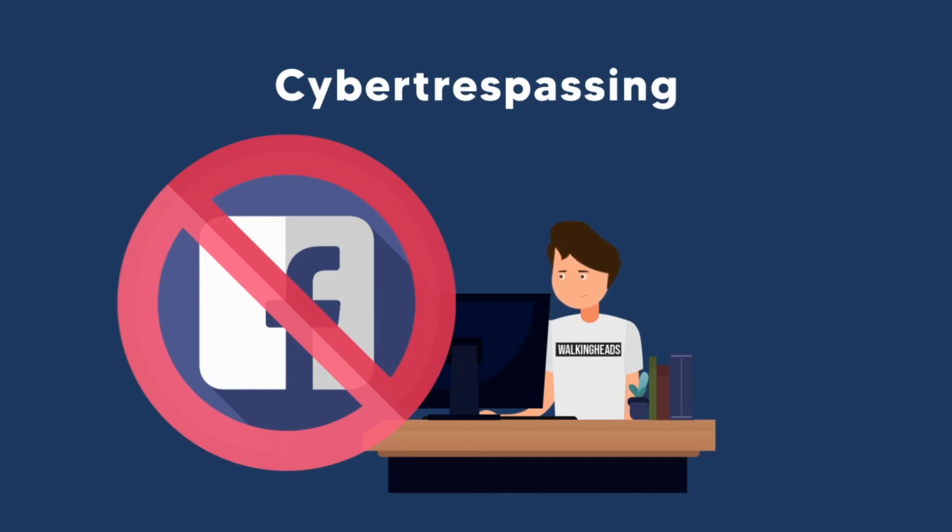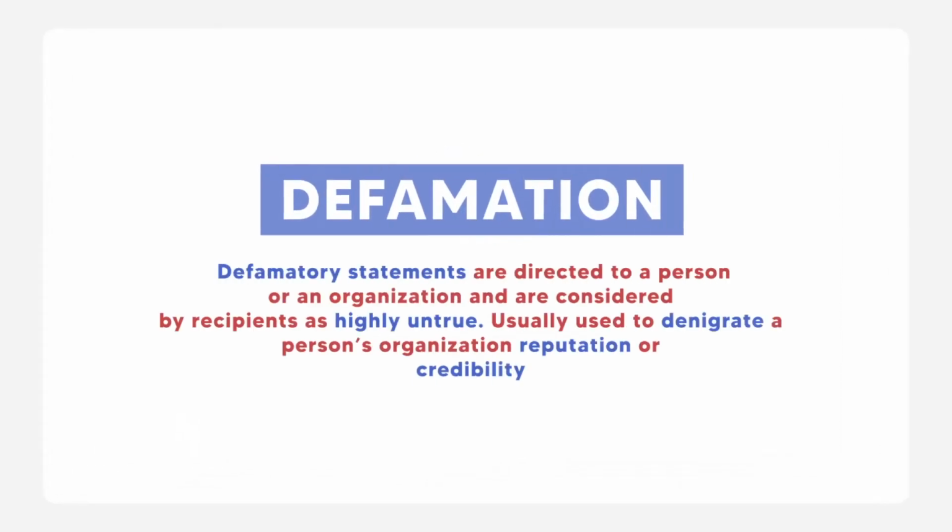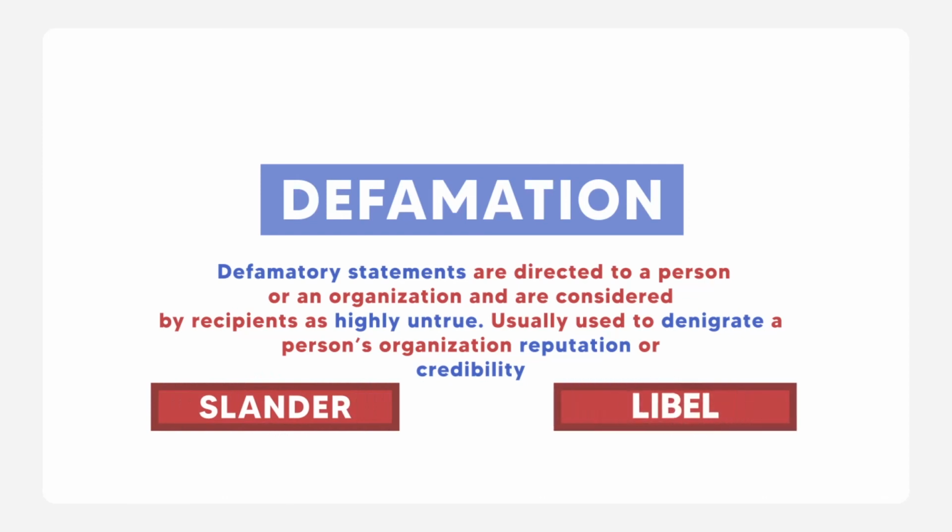Other violations are defamation. A defamation is a statement that is directed to a person or organization and is highly untrue. In effect, it is meant to denigrate or impugn a person's or an organization's reputation. Defamatory statements are directed to a person or an organization and are considered by recipients as highly untrue.